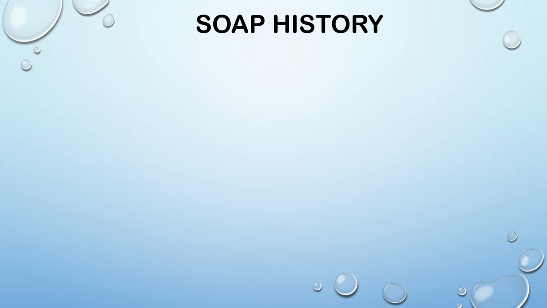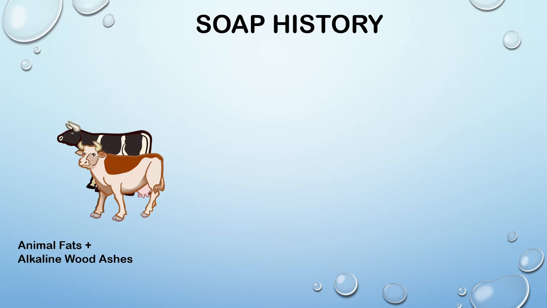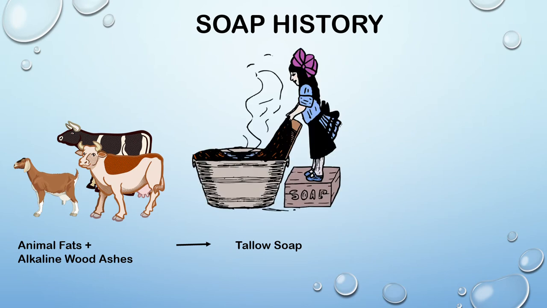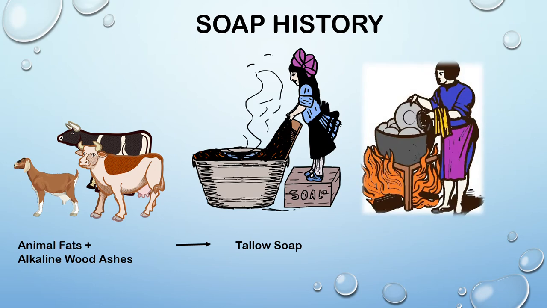Before we dive into soap making, let's rewind to the history where soap was first discovered. Soap was discovered 1,000 years ago by boiling animal fats from goats and cows with alkaline wood ashes. The soap produced from animal fats was known as tallow soap. Surprisingly, in the past, soap was first not used for personal care, but to wash clothes in textile industries and to clean cooking utensils.